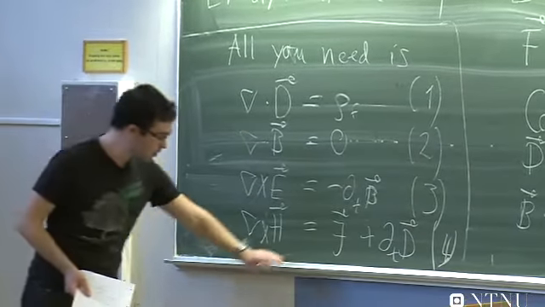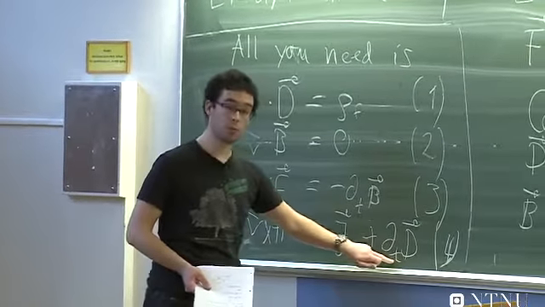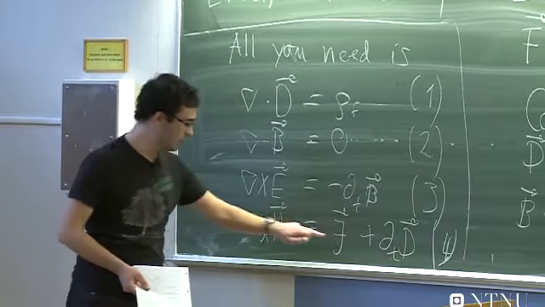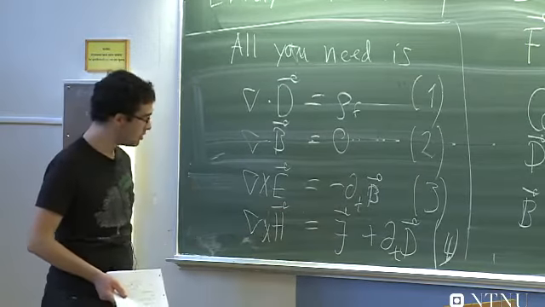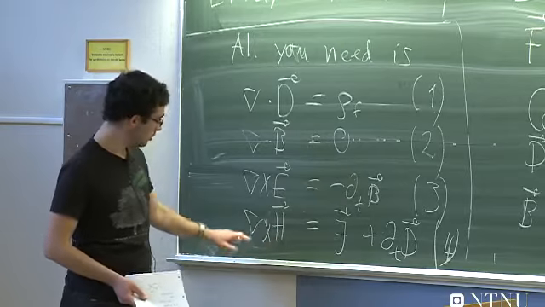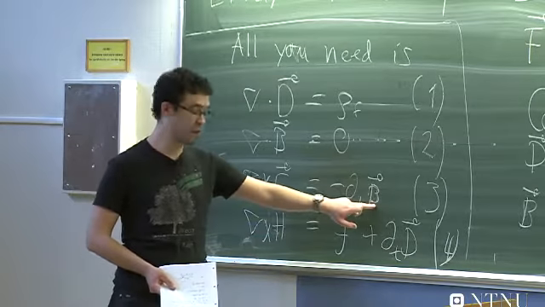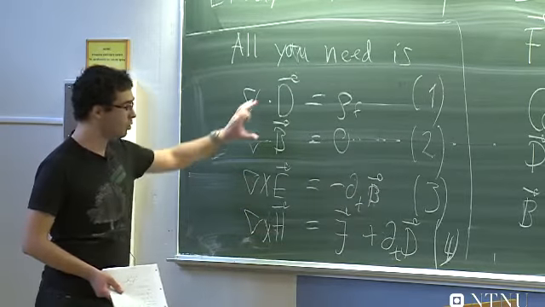If you look here, since they're at rest forever, there's no time derivative. Since they're at rest forever, there's no current. Since there's no current, there's no magnetic field. And since there's no magnetic field, there's no magnetic flux density. Hence, we have only two equations left.